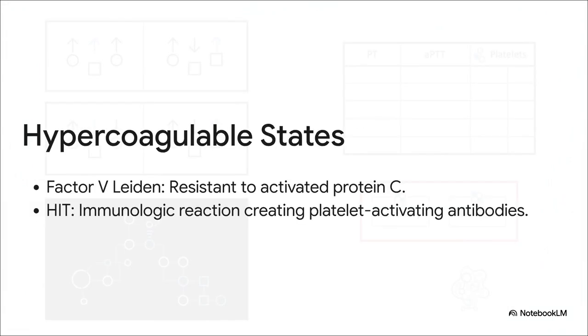Pivoting over to hypercoagulable states now, let's look at factor V Leiden. It is wild that just a single point mutation here completely destroys the coagulation cascade's natural brake, driving totally unregulated thrombin generation. Normally, activated protein C cleaves and inactivates factor V. But in factor V Leiden, that tiny mutation renders it entirely resistant to this cleavage.